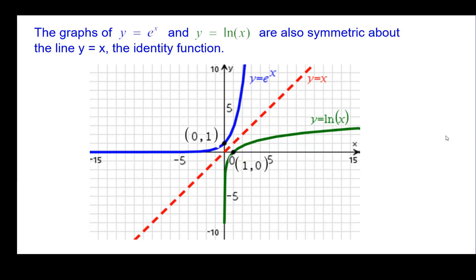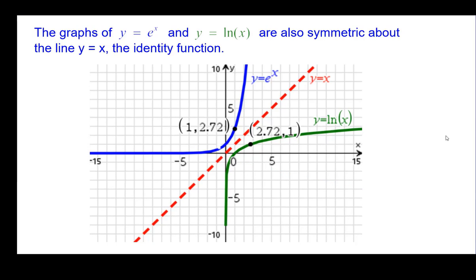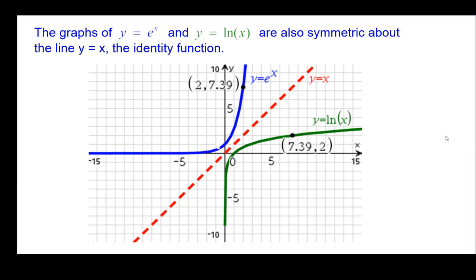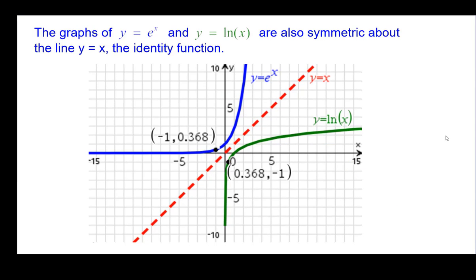And showing some ordered pairs. On the blue graph, it's 0, 1. On the green, it's 1, 0. Those are definitely interchanged coordinates. And these 2 points, you can see those are coordinates interchanged. And then also here. And these are our big 4 that we will use to sketch out the curve.